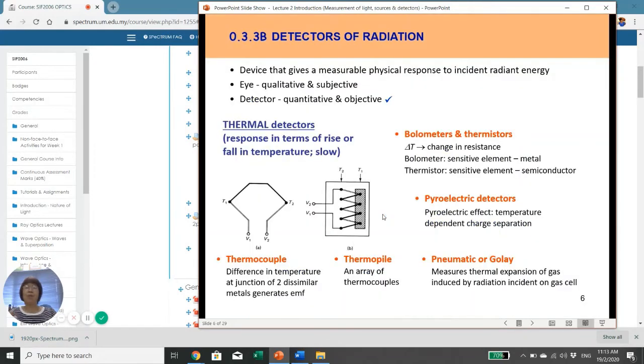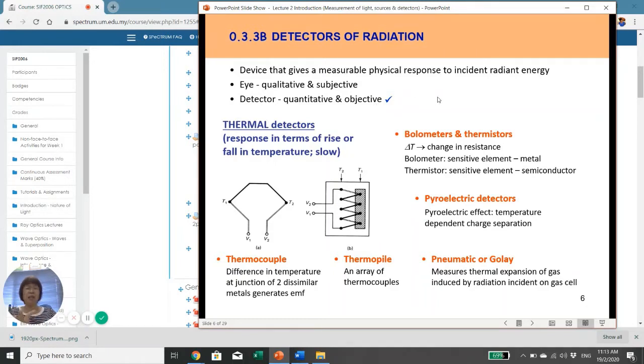Okay, next we look into detectors of radiation. We need to measure the radiation we receive, the incident radiant energy. So we need something that's reliable. Well, of course, we can use our eye, but it is very subjective, and we could not give a quantitative amount of brightness or energy level. We cannot say always bright, always dark, or it's so dim. It's subjective. So we need a reliable detector which can give us quantitative numbers and is objective.